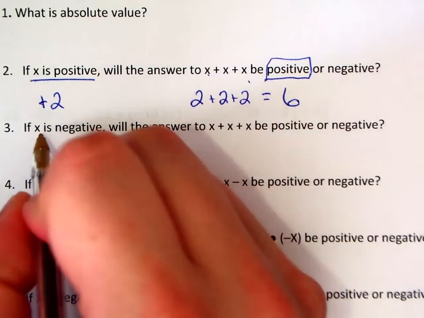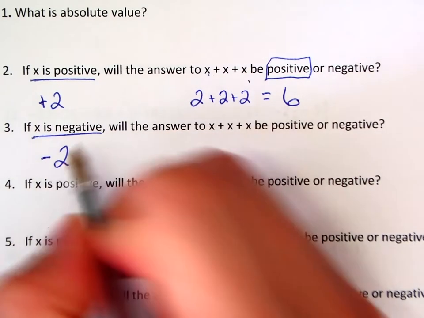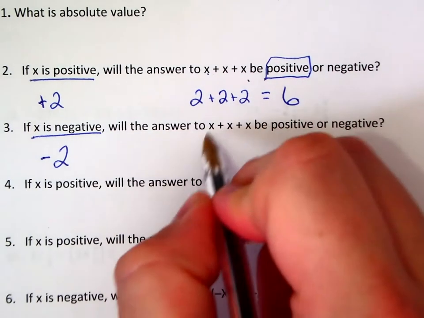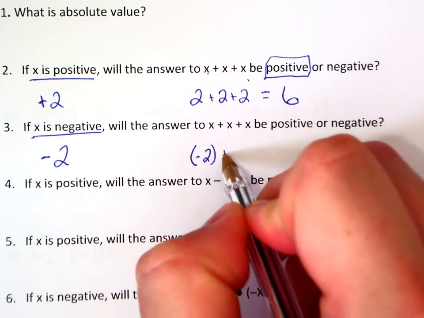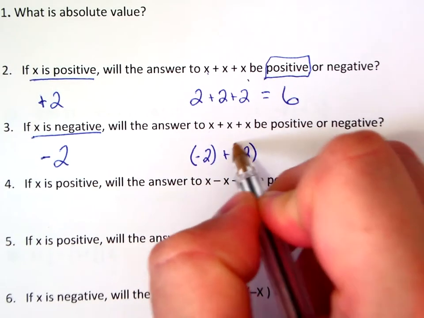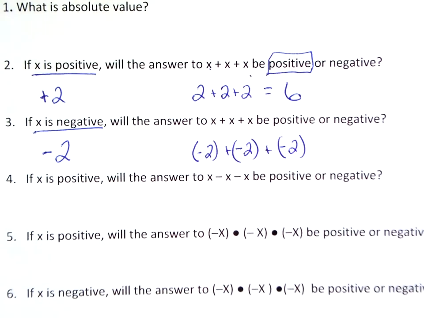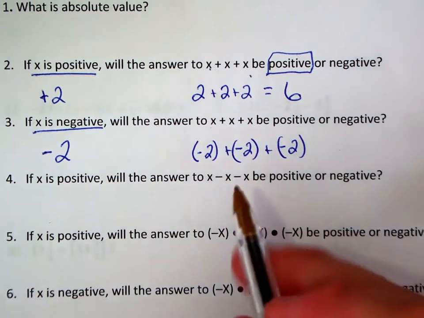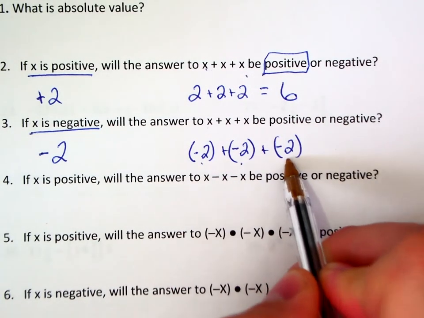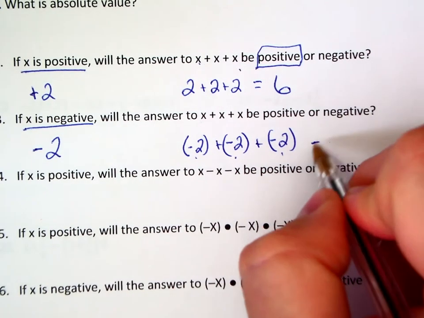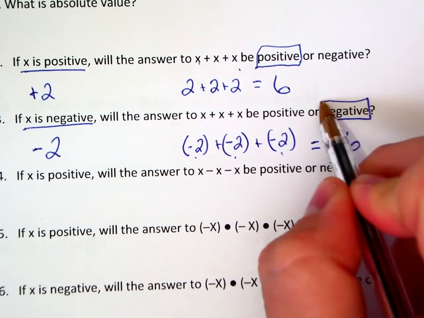Number 3, if x is negative. So now I'm going to use the term negative 2. So for each of the x's, I will put in a negative 2. And so now we'll have negative 2 plus negative 2 plus negative 2 would equal negative 6. So my solution is going to be negative.